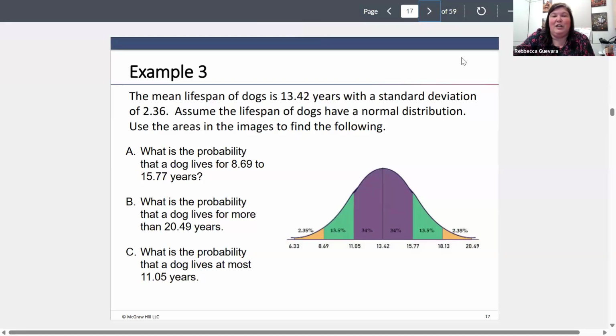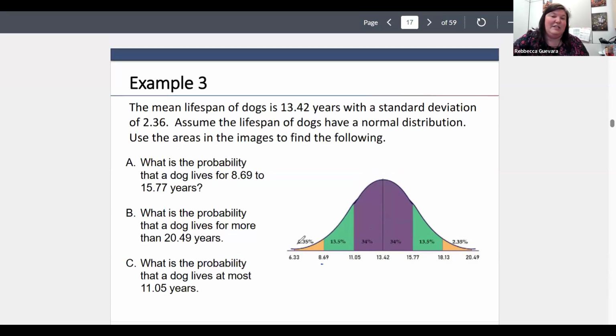So the mean lifespan of dogs is 13.42 years with a standard deviation of 2.36. Assume the lifespan of dogs has a normal distribution. We're going to use areas in the image to find the following. What is the probability that a dog lives for 8.69 to 15.77 years?